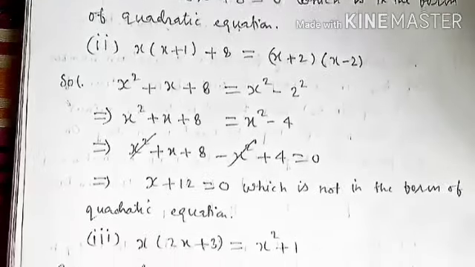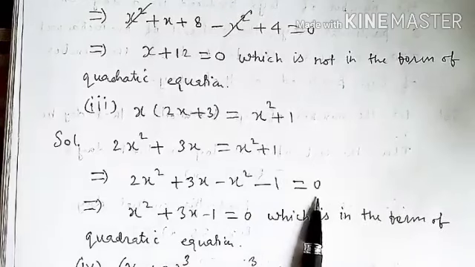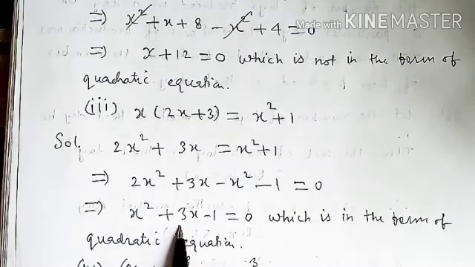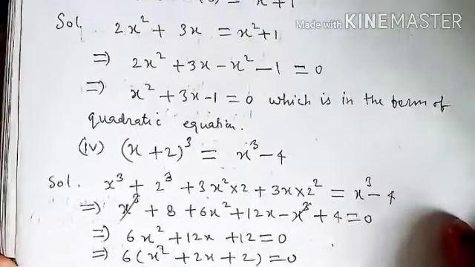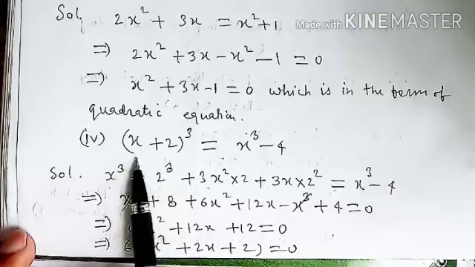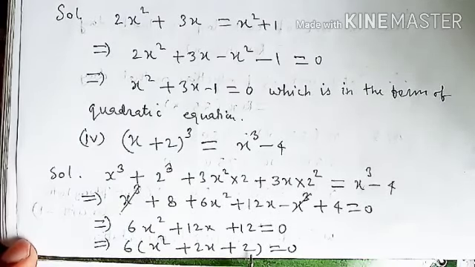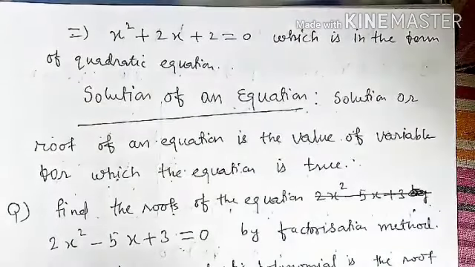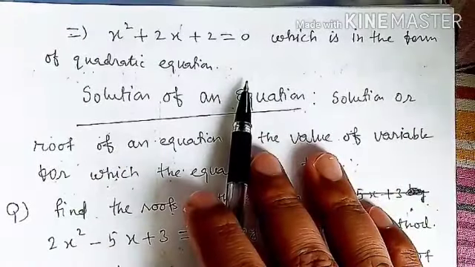Again, we have this one. We have to simplify it. We make RHS 0. Then we get this one. This is a quadratic equation. Now here you may see that after simplification, we have this result, and this gives us this equation, which is in the form of a quadratic equation.